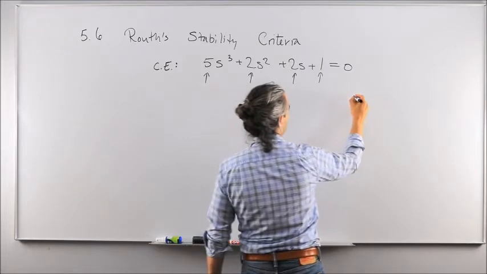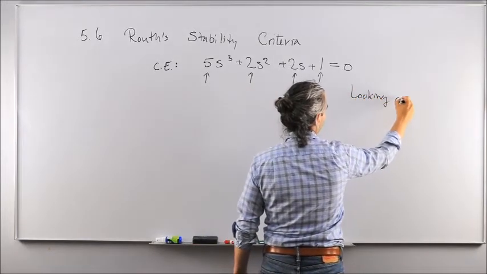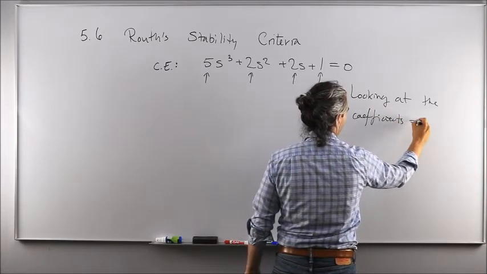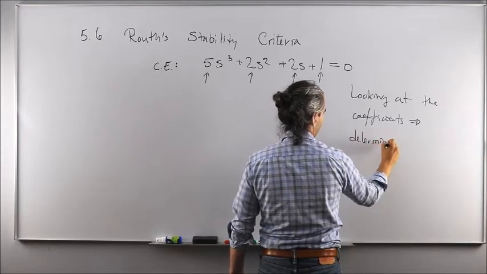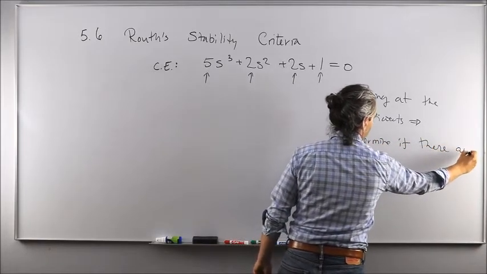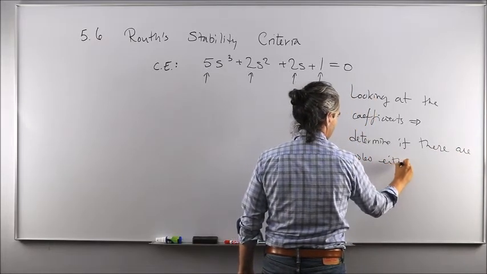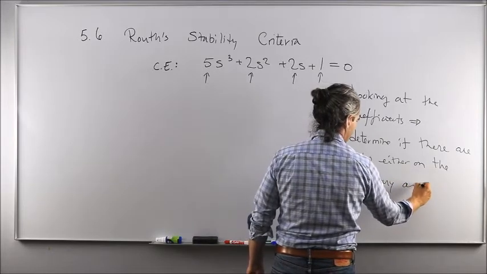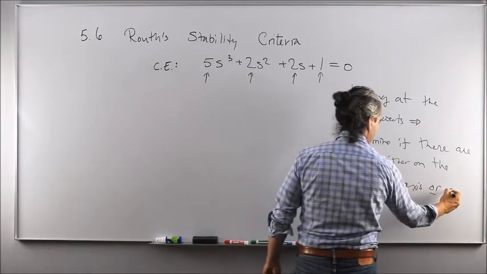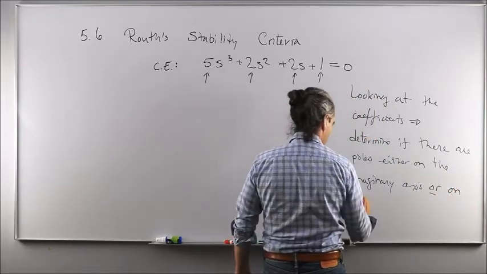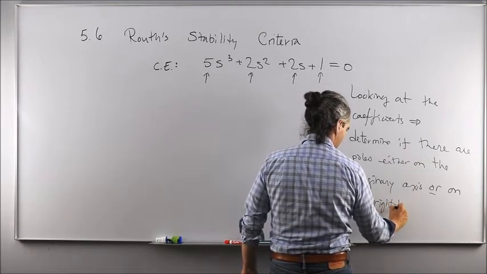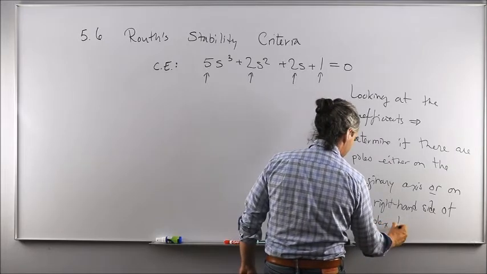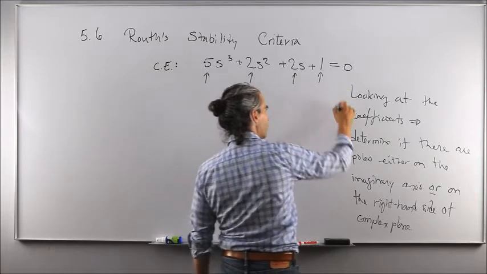Let me write it down. So, looking at the coefficients allows you to determine if there are poles either on the imaginary axis or in or on the right-hand side of the complex plane. And what do you look for here in terms of the coefficients?